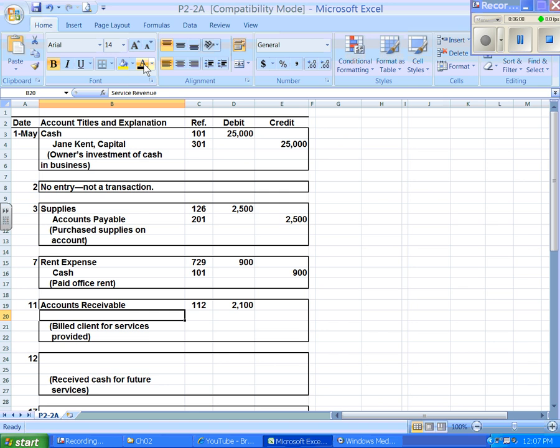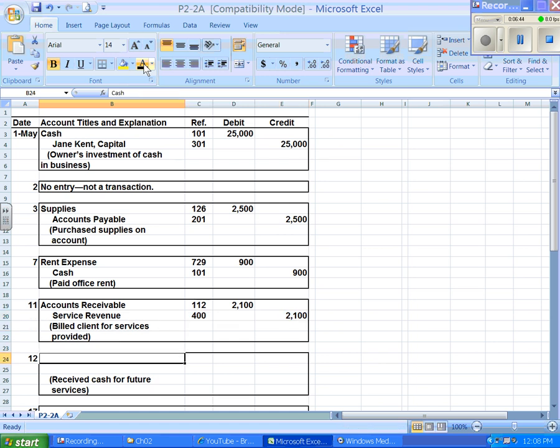Okay, and what I want to credit, well, let's see. We provided services. Services, that's revenue. So if I want to increase a revenue account, revenue accounts are part of owner's equity. Because they increase owner's equity, they will follow the same rules as owner's equity. An increase, let's see, owner's equity is on the right side of the equation. Right means credit, so that's what I'm going to credit, is the revenue account for $2,100.